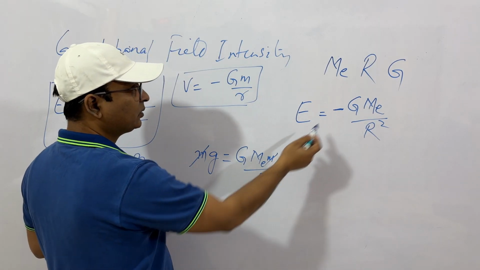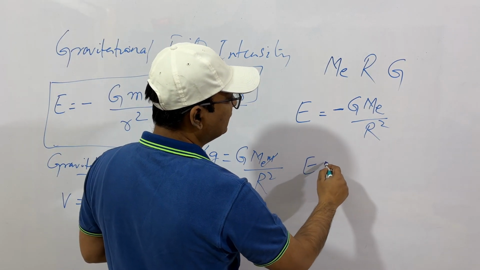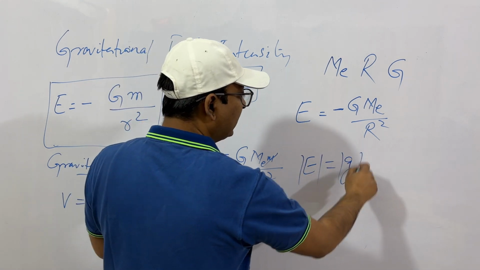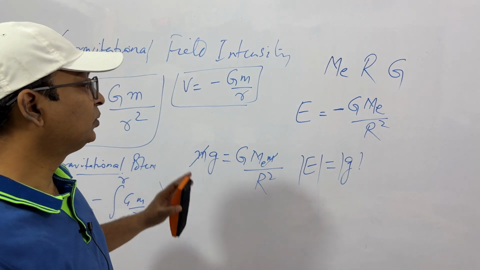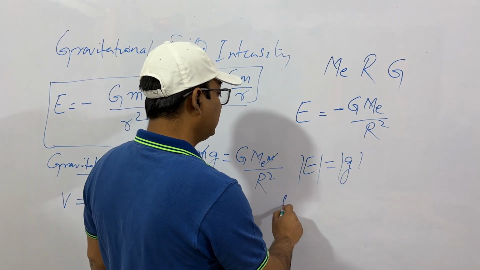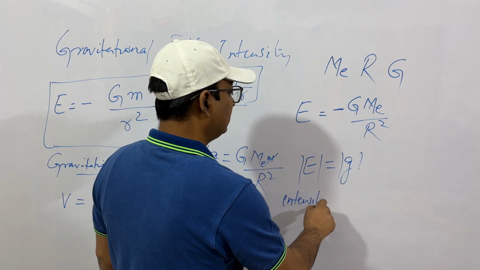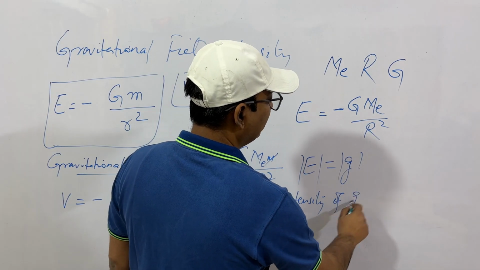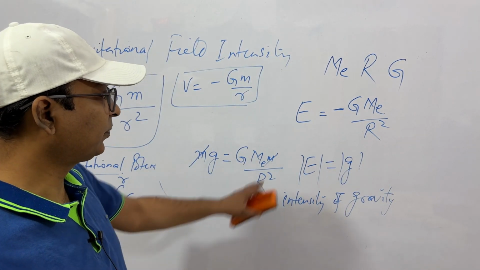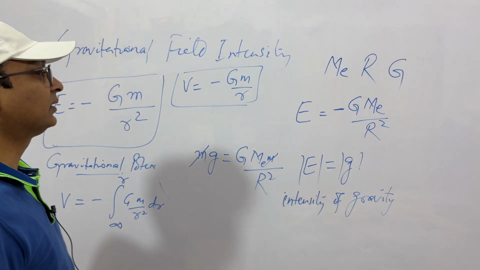Now this is G Me by r squared, that is E, which is actually equal to g. The magnitude is actually equal to g. So we also call this acceleration due to gravity, intensity of gravity. So if you are asked why g is called intensity of gravity, this is the reason it is called intensity of gravity.